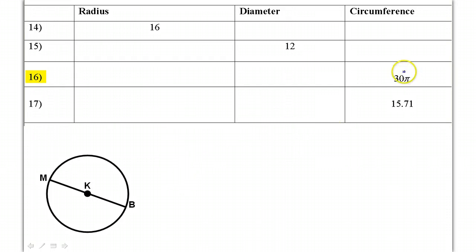Alright, number 16. This time we're given the circumference. So, we're going to have to start off with the circumference formula. We could either use the formula circumference equals 2 pi r, or circumference equals pi times diameter. I'm going to go ahead and use the pi times diameter formula, but you could use the 2 pi r, it would get you there. Circumference equals pi times diameter.